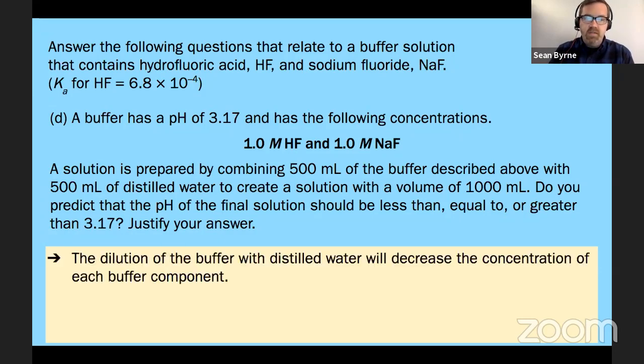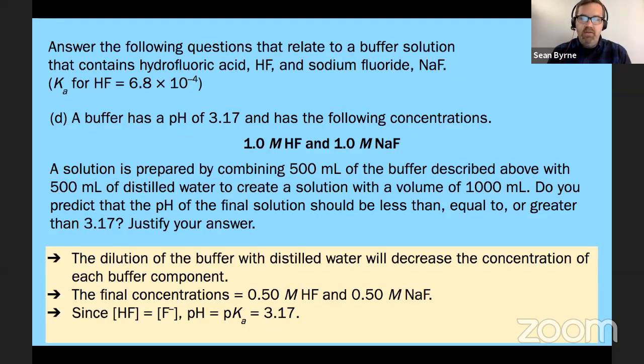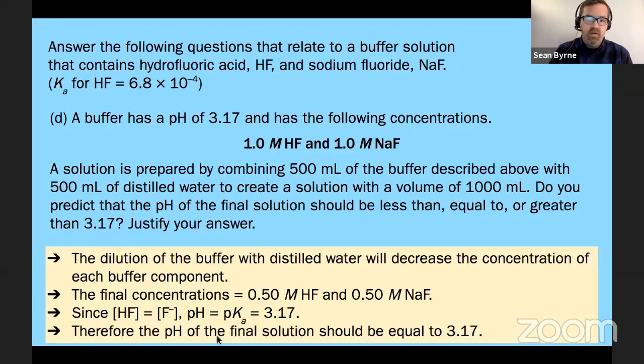So the dilution of the buffer with distilled water will decrease the concentration of each component, but the final concentrations will go to 0.5 and 0.5. Since they are still equal to one another, the addition of water decreases the concentration of both of them, right? We should maybe put the emphasis on this each. So because the concentrations have been diluted, they are still relative to one another equal to each other. The pH of the final solution stays at 3.17. Okay, so there's our solutions to our homework from yesterday.